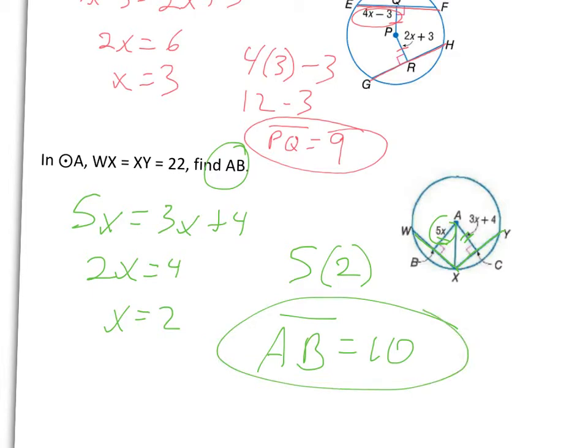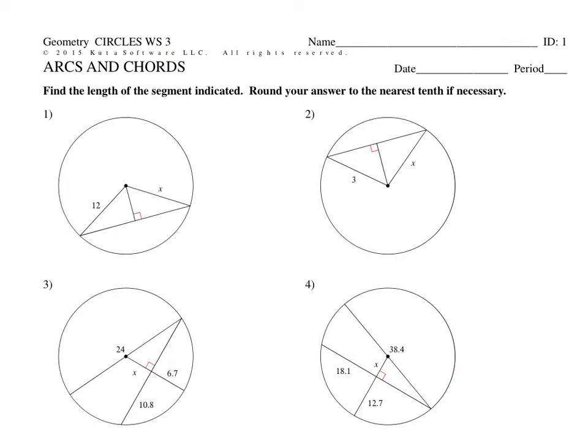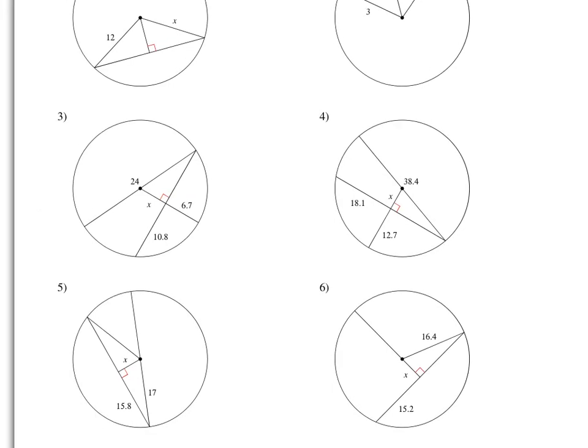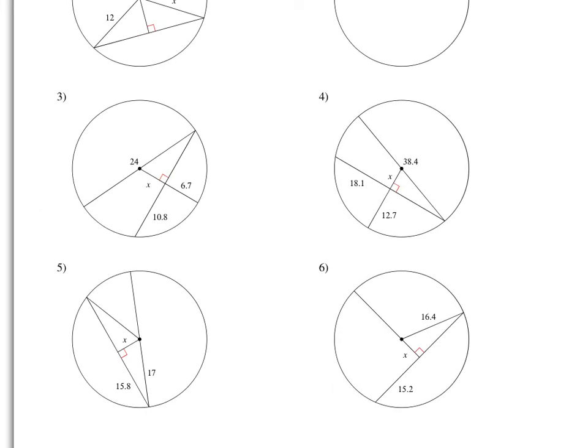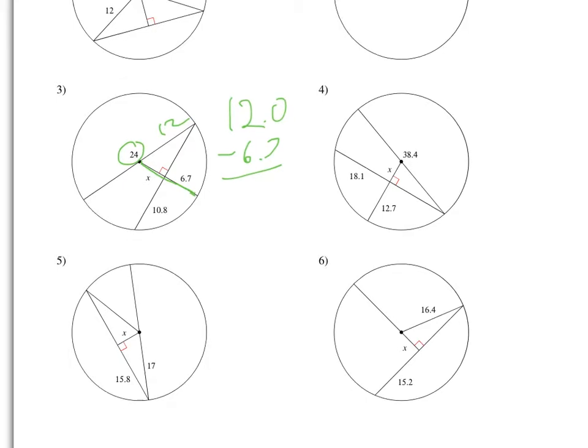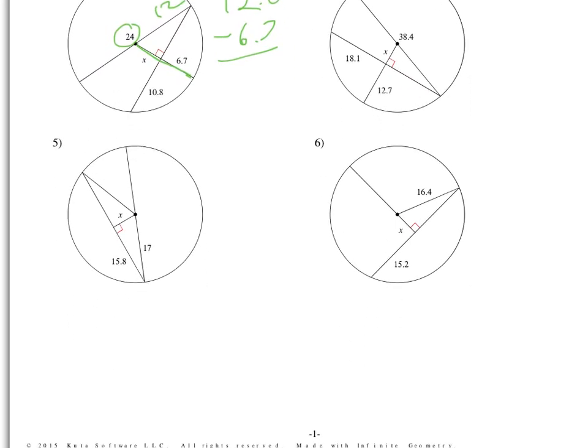Okay. Looking at the homework assignment, number 3, what you're going to do there is, remember, you're looking for x. The radius is going to be 12 because the diameter is 24, so the radius is 12. So this full length is 12. To find out what x is, we're going to have to take 12 and subtract 6.7.